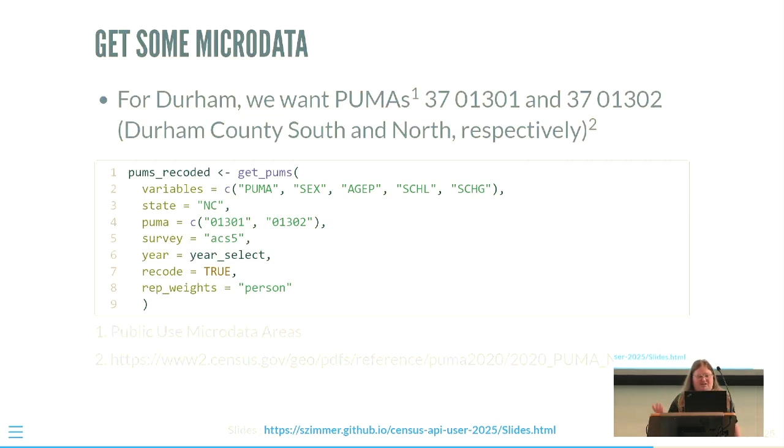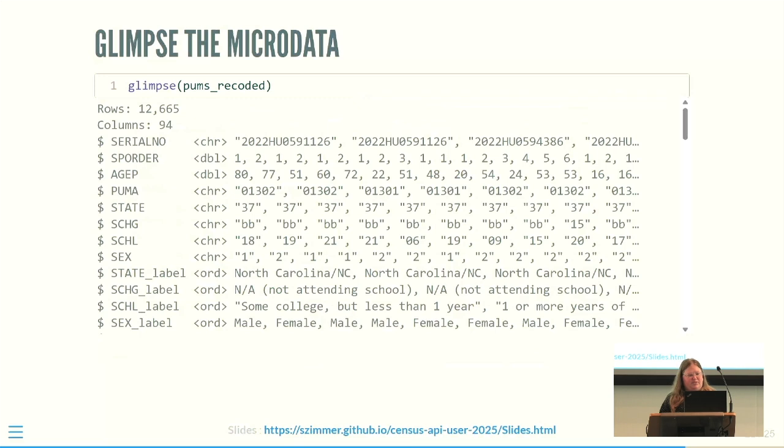You can get this microdata, but you won't be able to see any other types of geography. They're always nested within state, though, so you can always do state level estimates with this.